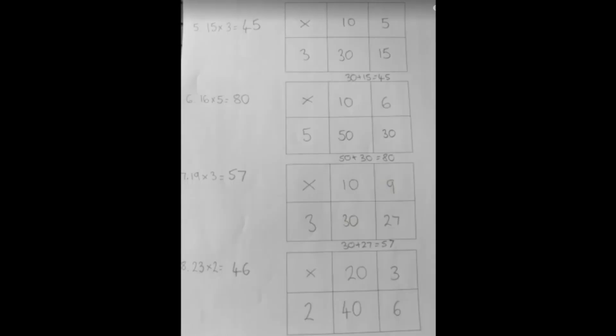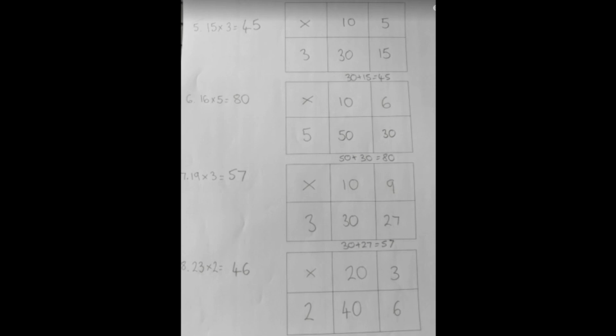Question 5. 15 times 3 equals 45. 10 times 3 is 30. 5 times 3 is 15. 30 plus 15 is 45. Question 6. 10 times 5 is 50. 6 times 5 is 30. 50 plus 30 is 80. So 16 times 5 equals 80.